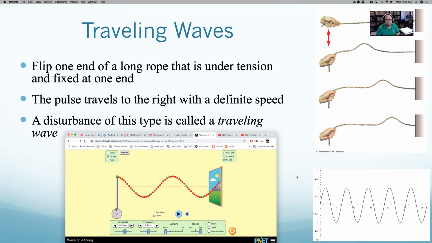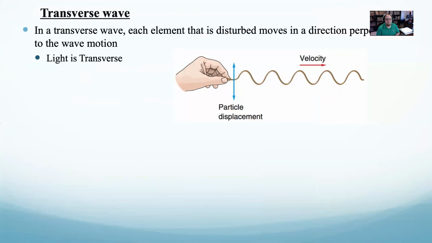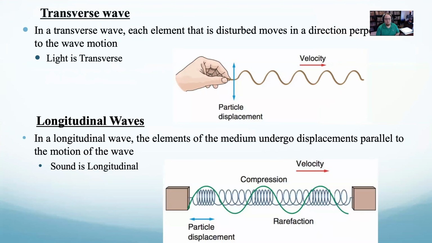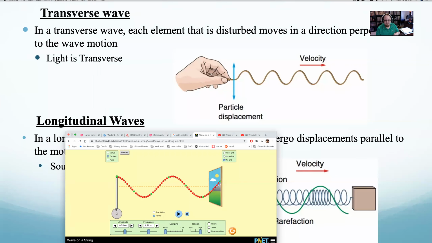Now, traveling waves come in two flavors, transverse and longitudinal. What you've been looking at so far is a transverse wave. In a transverse wave, the movement is perpendicular to the displacement. What I mean is that the wave is moving, the disturbance is up and down, but the wave is moving to the right. They're perpendicular to each other. Light is a type of transverse wave.